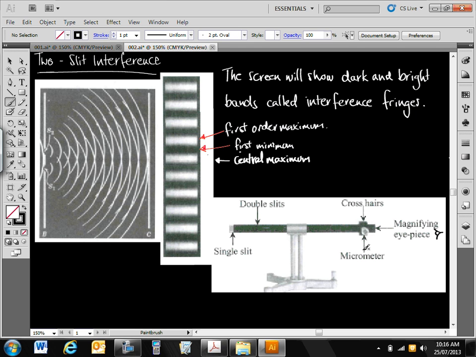We have some crosshairs and a micrometer. I'll talk about those in a second. Most importantly, we have a single slit right at the front there. It's a very narrow, less than 1 millimeter single slit. And then a few centimeters along, we have the double slits. Very, very narrow slits, also with a very, very small distance between them. And somewhere in between here, we have the screen. I imagine the screen isn't very far along here. The distance between the double slits and the screen is very, very short.